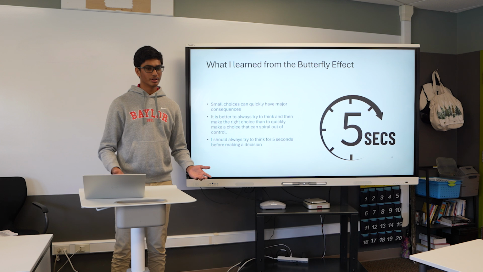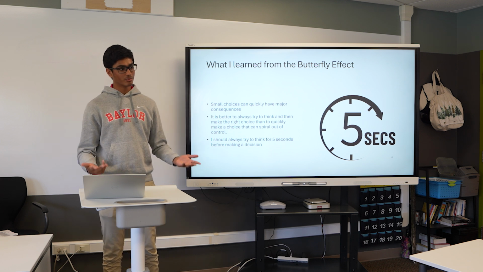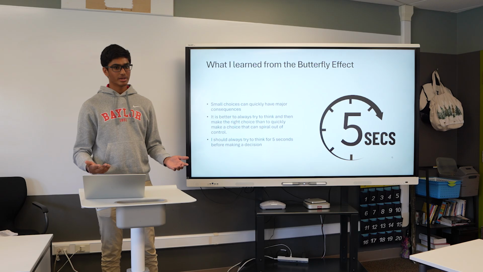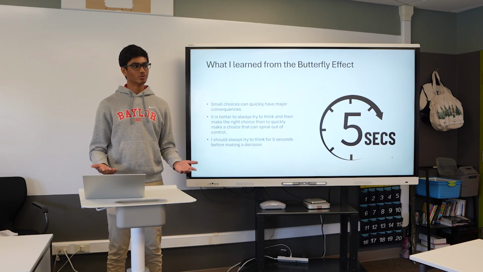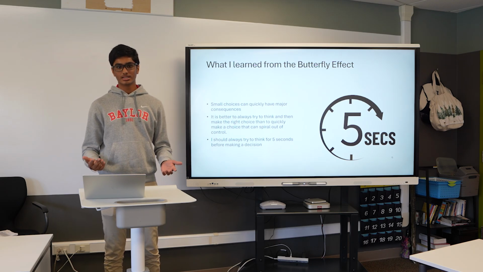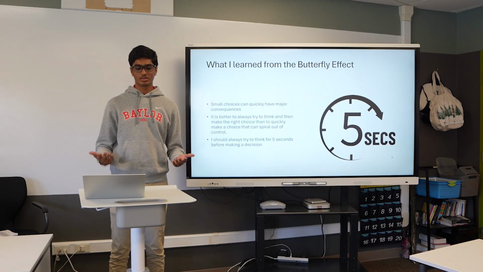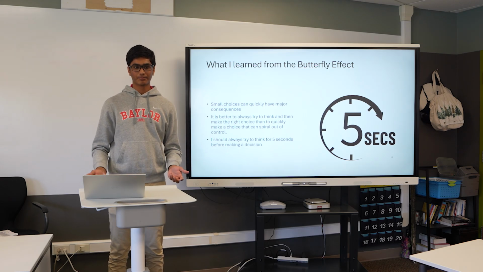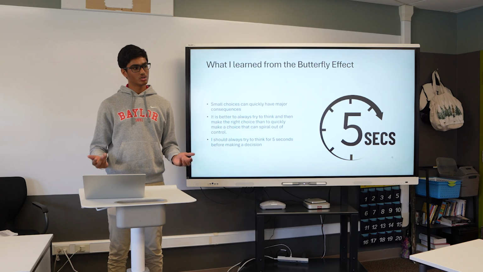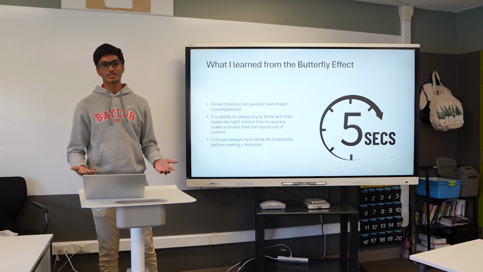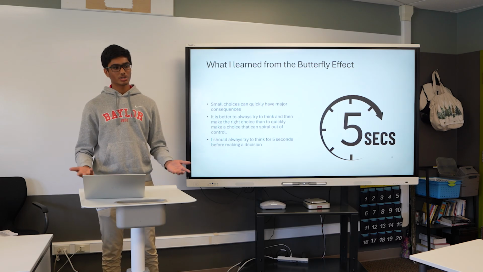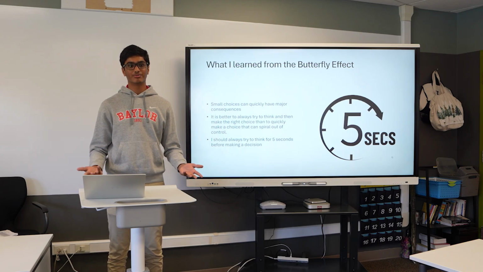So what did I learn? Small choices can have really major unintended consequences, even if you don't think so. And it's always better to think through the actions that you have and see whether they can have large consequences that can negatively affect you in the future, and whether there's a way to avoid that. So one thing I found out is that you should try waiting 5 seconds before making any choice, because that 5 seconds is enough time to prevent you from making irrational, rushed, and hasty choices that could really affect you in the future.